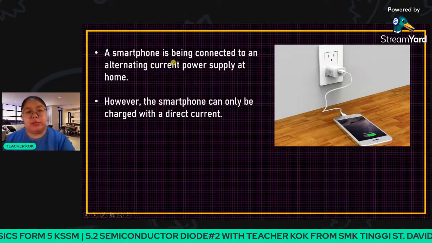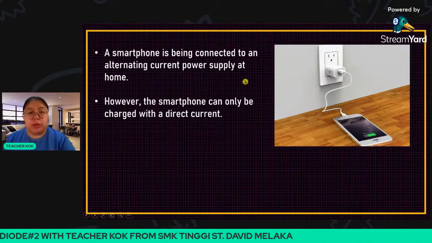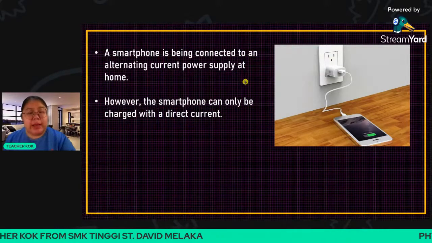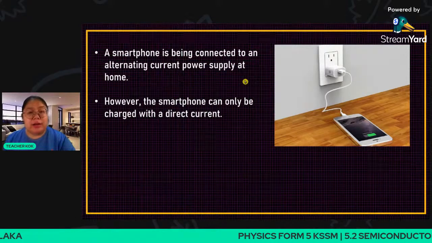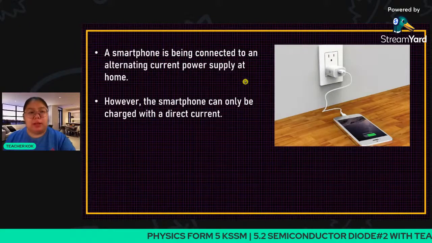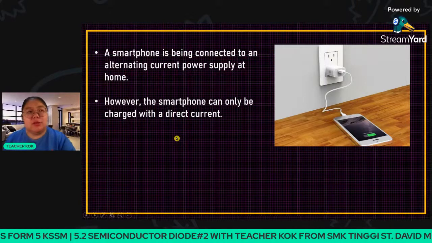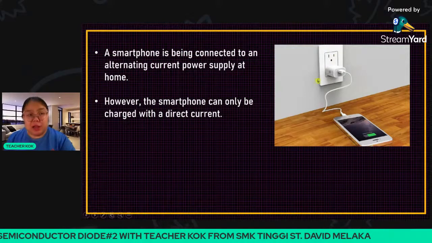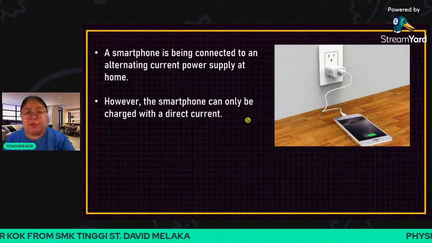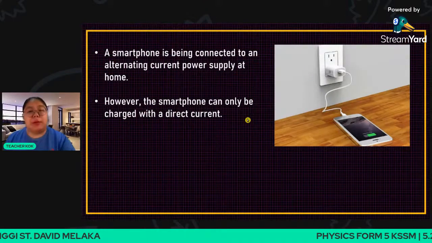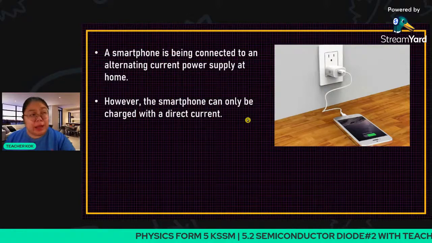Okay, a smartphone is being connected to an alternating current power supply at home. Everybody knows our home gets power from the power station. So that one is surely alternating current, and also 240 volt, is it? But the smartphone can only be charged with direct current. So that means inside your charger, first, they must have a transformer. Okay, they step down the voltage. Number two, they must have something to help convert alternating current to direct current.